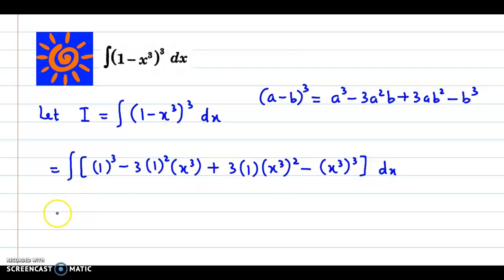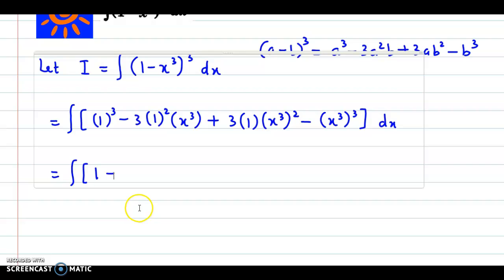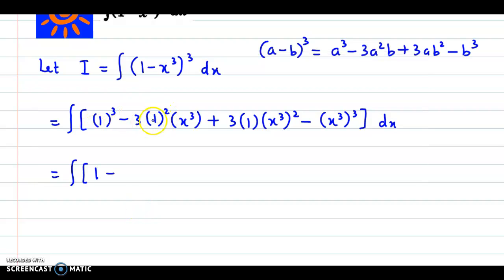Now further, if we simplify, we obtain, 1 cube is 1, minus 3 times 1 square, 1 square is 1, so that gives us 3 into x cube, plus 3 ones are 3, (x cube) the whole square, so 2 3s are 6, so we have 3 times x raised to 6, minus, here 3 3s are 9, so we have minus x raised to 9 dx.